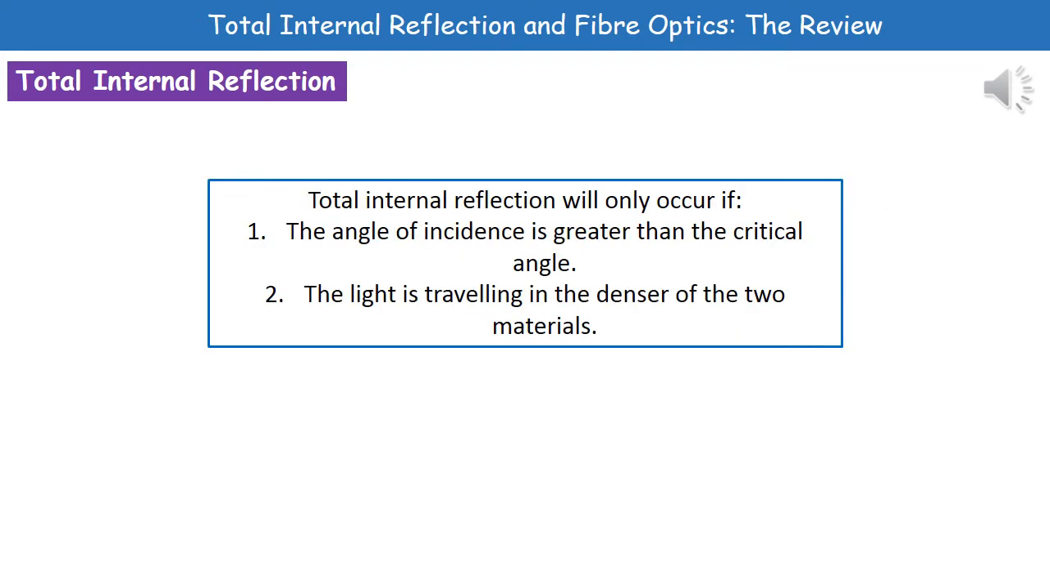So we need to remember the two conditions that must happen for total internal reflection to occur. First, we must have an angle of incidence greater than the critical angle, and second, the light must be travelling in the denser of the two materials. So total internal reflection wouldn't happen if the light was travelling through the air towards glass. It will only happen if it's travelling in the glass towards the air.